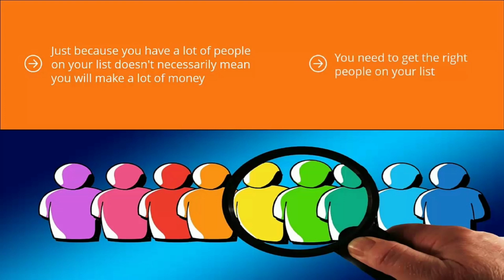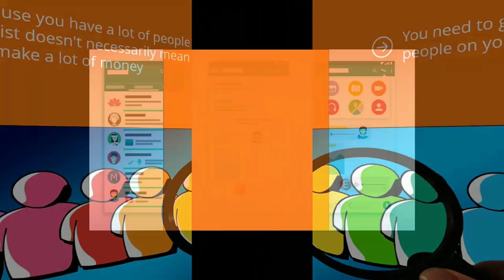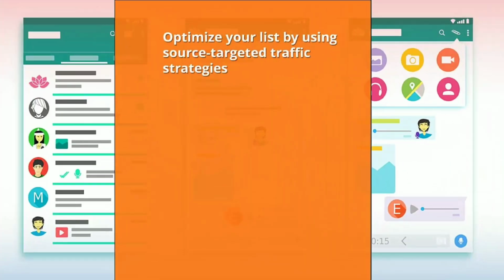Otherwise, you're going to get a lot of freebie downloaders on your list. These people don't even bother to unsubscribe, but the damage remains the same. They are not likely to open your emails and not likely to convert. How can they? They don't even read your emails. Optimize your list by using source-targeted traffic strategies.